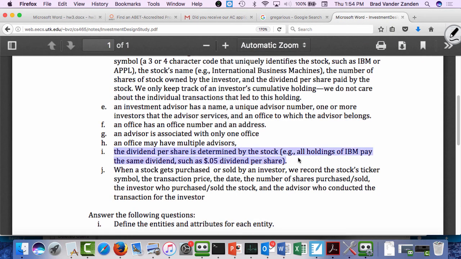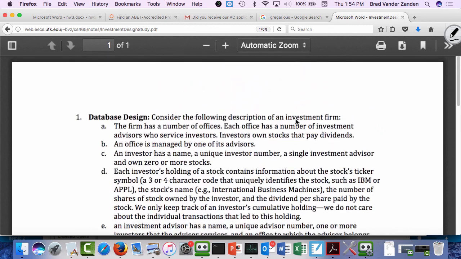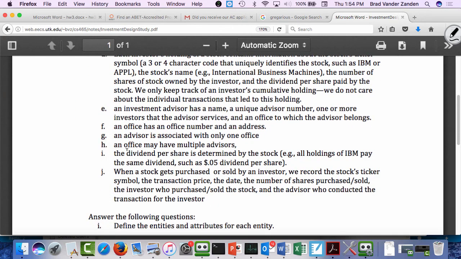The dividend per share is determined by the stock. What that pretty much means is that dividend is an attribute of a stock and it is a fixed quantity. So it's a single valued, before I had a question mark, what is this? It's a single valued attribute. Down here, we get the fact that it's a single valued attribute of a stock.